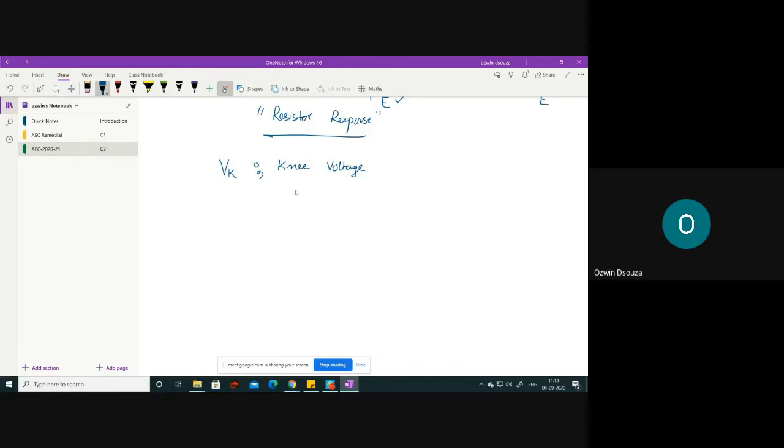What are the different materials that can be used to construct a semiconductor device? Can anyone tell me? What are the different types of materials that can be used to construct a semiconductor device? Silicon, germanium. Okay.